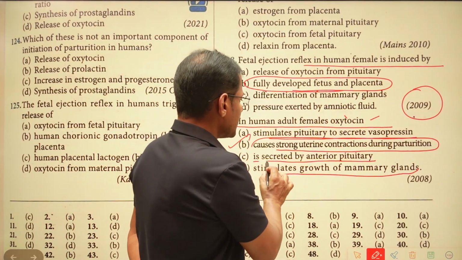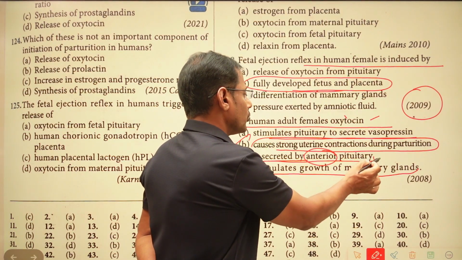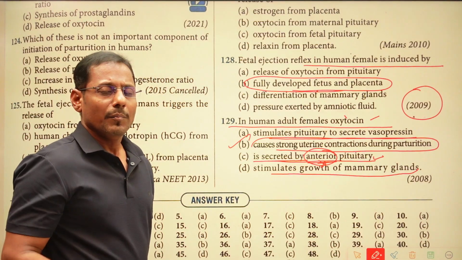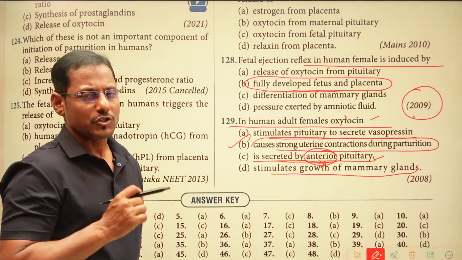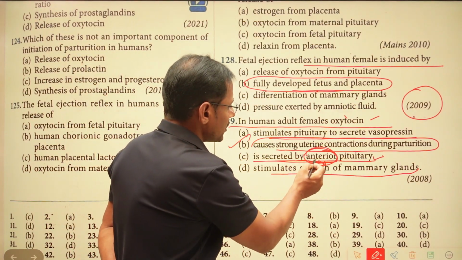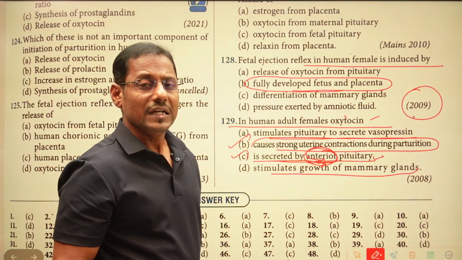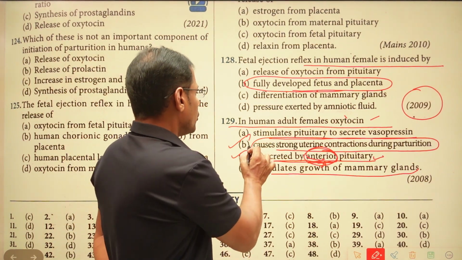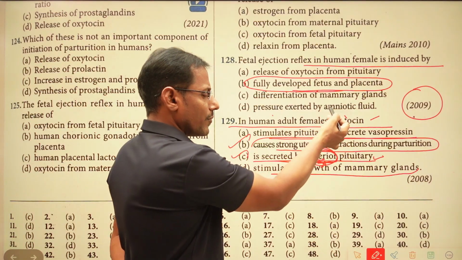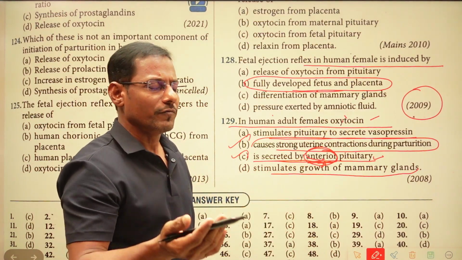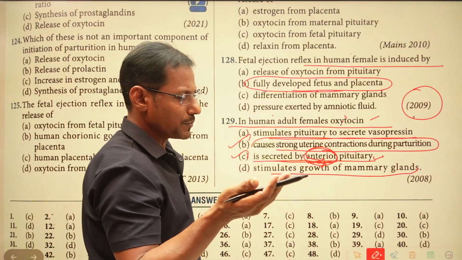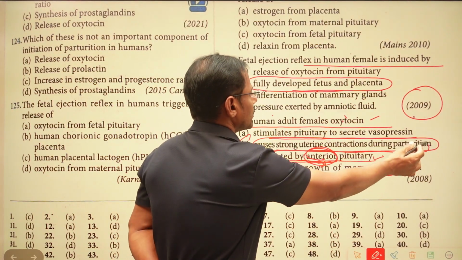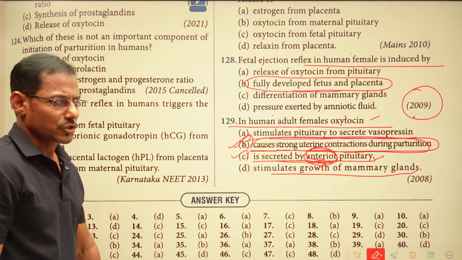See here, it is given as secreted by anterior pituitary. In this statement we can observe this is the wrong word, anterior, because it is not secreted by the anterior pituitary. If it were posterior, then it would be the correct answer, but anterior pituitary has been given here, so it is the wrong option. This oxytocin, which is secreted from the posterior part of the pituitary gland, stimulates or causes strong uterine contraction during the parturition process, right? This is the correct one.